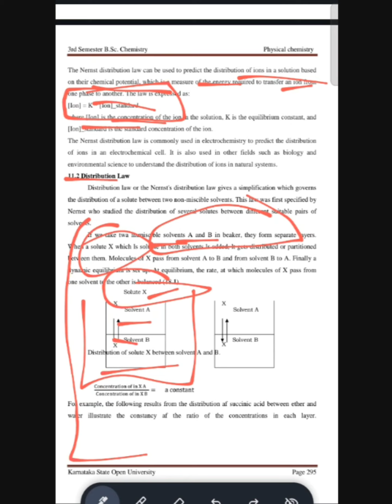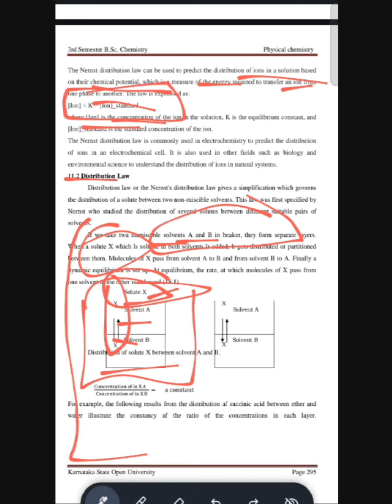So when it is balanced, X moles, that is solute X, are shared between solvent A and solvent B, and after a certain time it will come to the balance, which means the equilibrium state. So that is how we are going to calculate the constant.